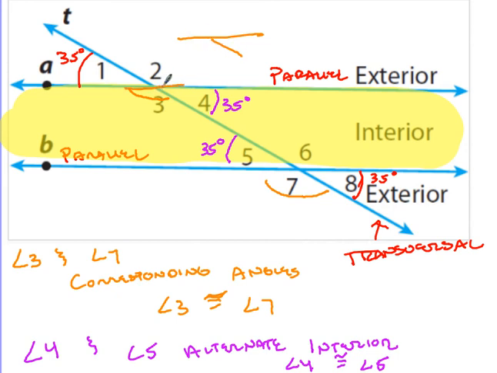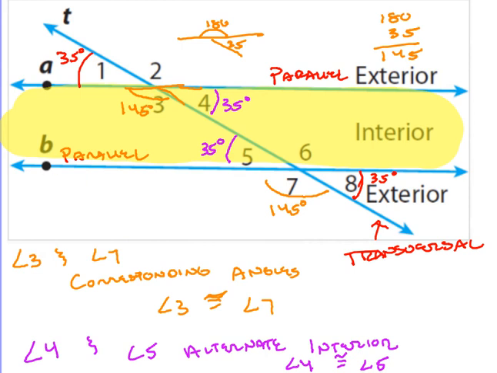If I'm looking at just this piece, you see that? That's a straight line. A straight line is 180 degrees. So if this is 35, that means this also has to be whatever 35 plus whatever is 180. So this angle is 180 minus 35, which is 145 degrees. Which means that angle 7 also has to be 145 degrees.